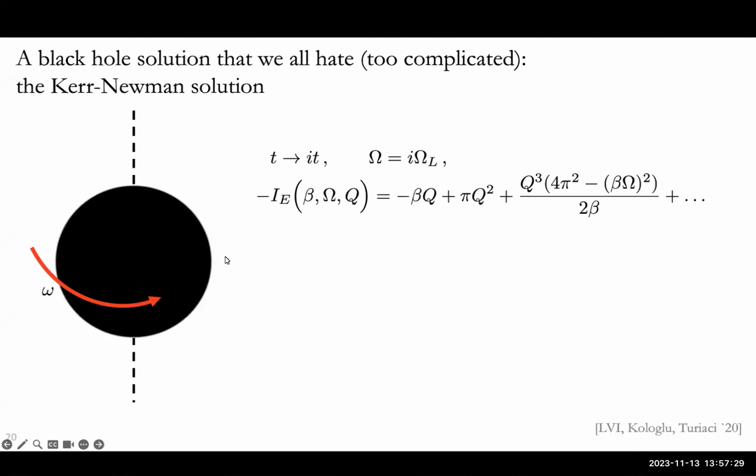Here, I just showed, to give you some intuition, what happens when you evaluate the on-shell action for a Kerr-Newman black hole close to extremality. So in the limit beta going to infinity, I just kept the first non-trivial term. The leading term gives you the extremal energy, the extremal entropy, and this is the leading correction.